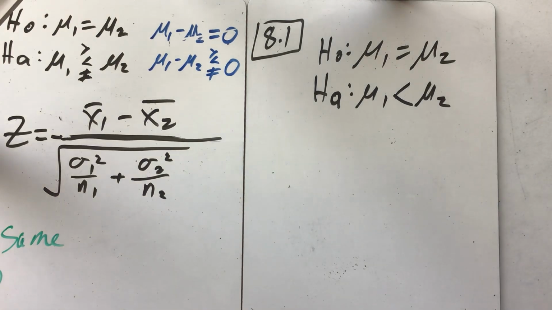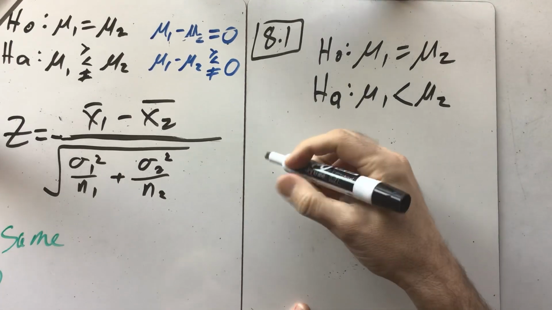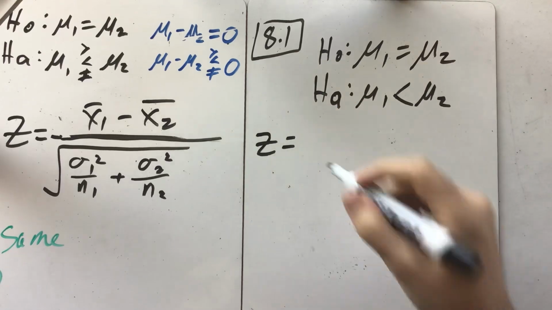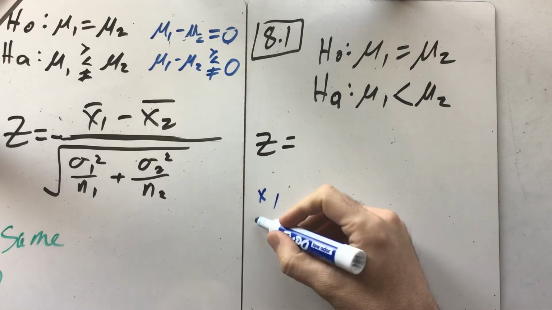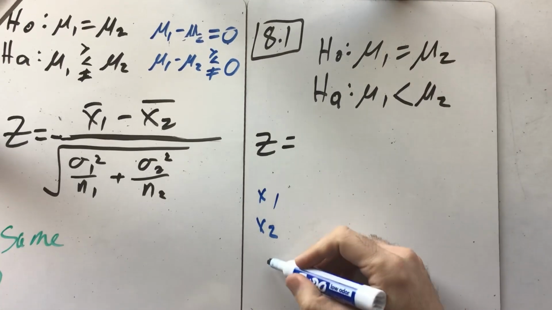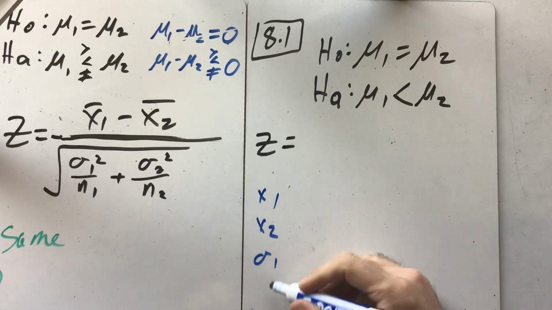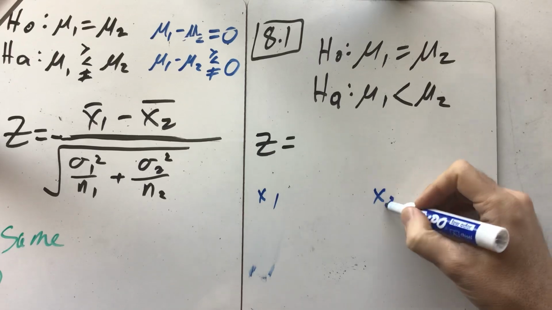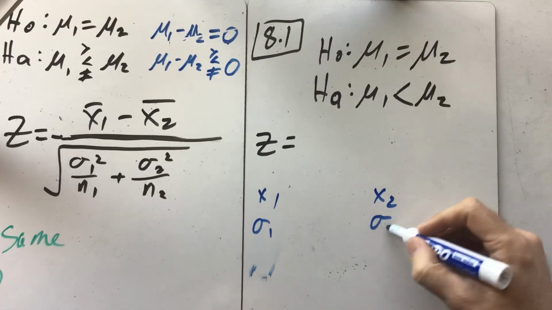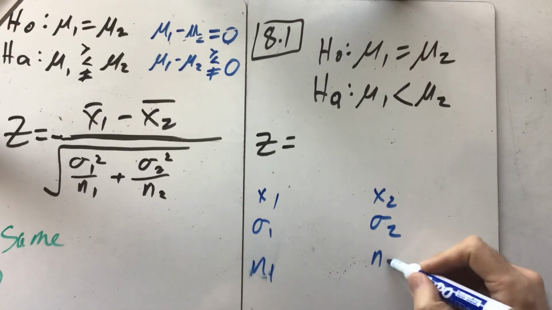Okay, so now that we have this, let's start finding our z. That means we have to do a little bit of figuring out, because we have to figure out what our x1, x2 are. Here, let me write it like this: x1, x2, sigma 1, sigma 2, and n1 and n2.